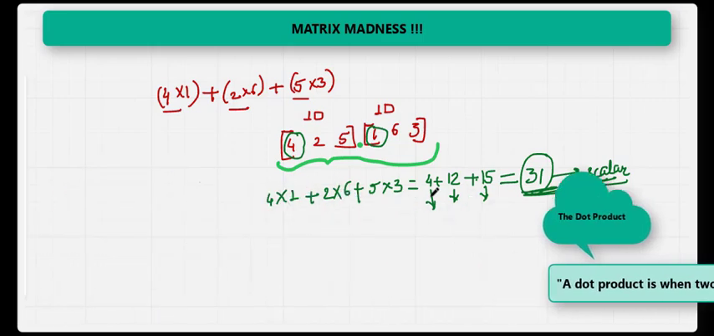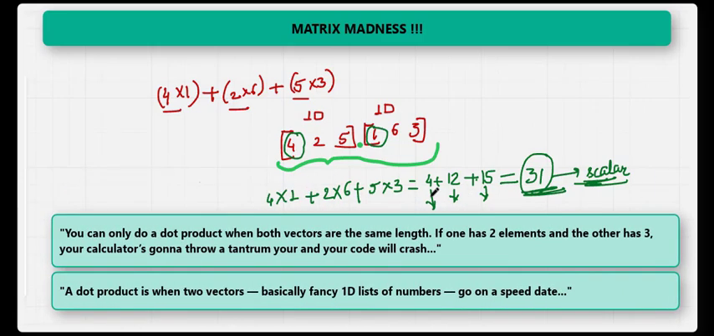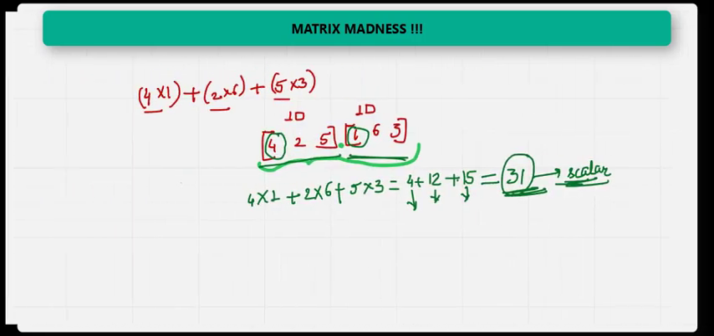But a little warning here. Here's the deal. You can only do a dot product when both vectors have same length. See, the length of this vector is 3. That is nothing but the number of its elements must be same. Then only you can multiply each of them, right? If one vector has 2 elements and other has 3, your calculations are gonna throw a tantrum and your code will crash. Now let's see a quick recap.